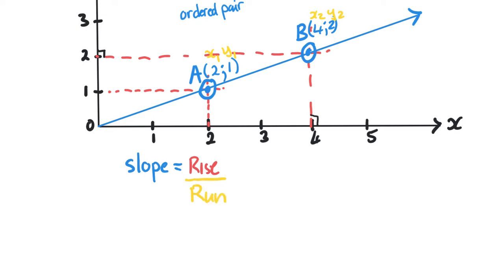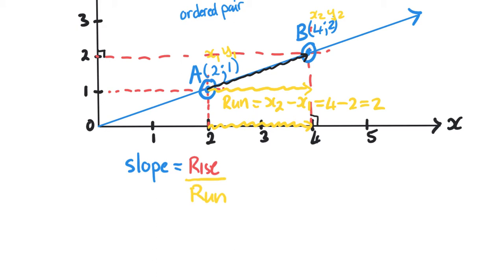If we are moving between A and B, then the run is the horizontal distance covered between point A and B. That is the run. And if you look along the x-axis, then the run is in actual fact x2 minus x1, which in this case is 4 minus 2, which is 2.